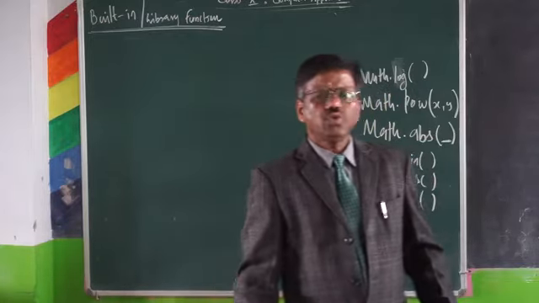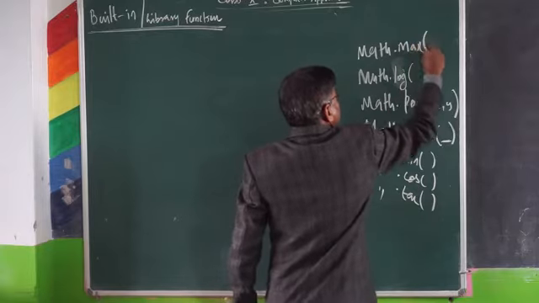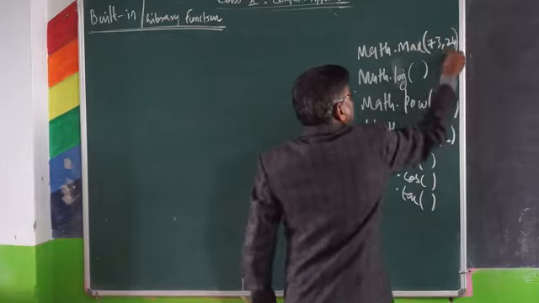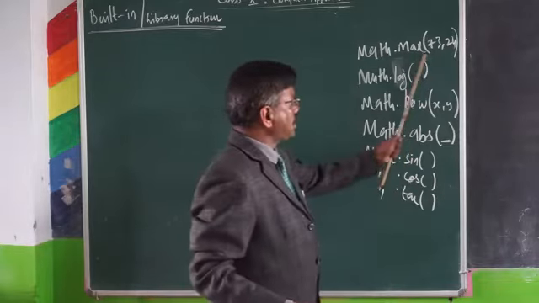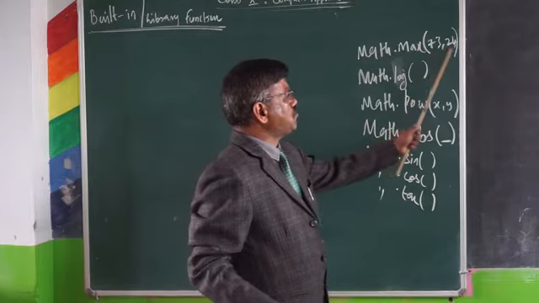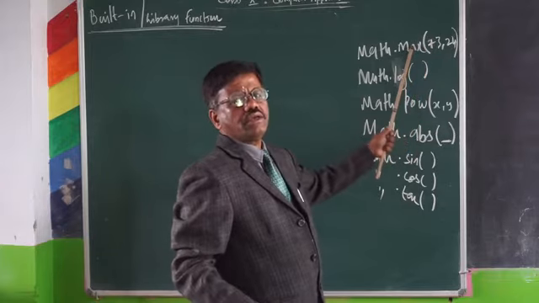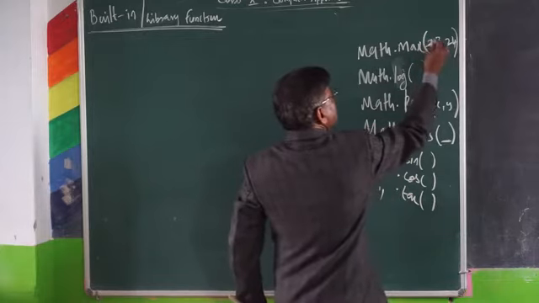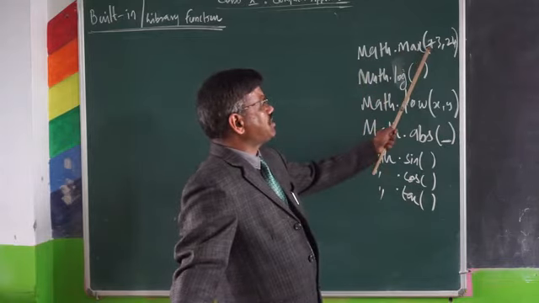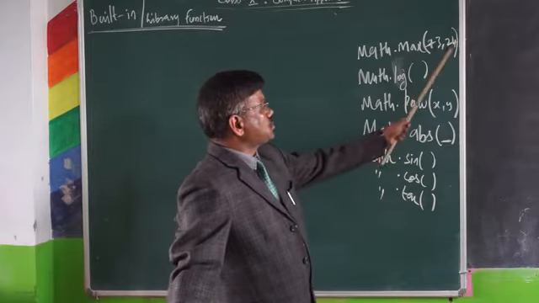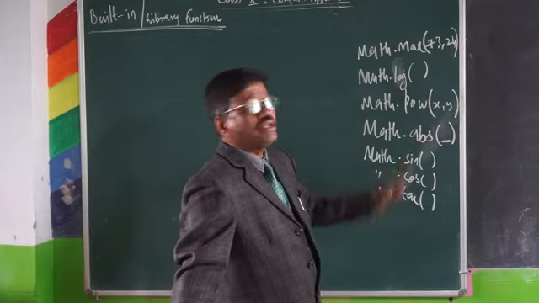Then you have a method called Math.max. I'm giving two parameters. The max function will find the maximum among the given arguments. Which is bigger, 73 or 24? In this example, 73 is the maximum value, hence the result would be 73. If I make it minus 73 and 24, what would be the answer? Math.max of minus 73 and plus 24: among these two, what is the maximum value? Of course, plus 24 is higher. That's why the output of this method would be 24.